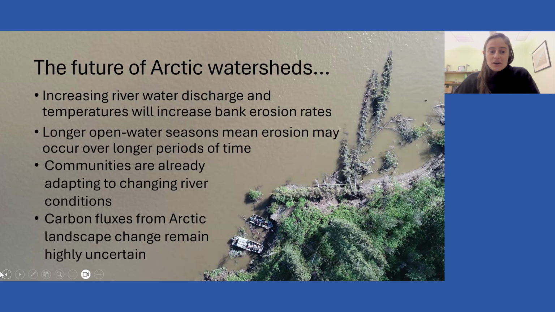And then finally, the carbon fluxes from Arctic landscape change are a large uncertainty. I've been working with some collaborators to try and address this, but this is one of the main topics that I'm hoping to work on while I'm at Berkeley.